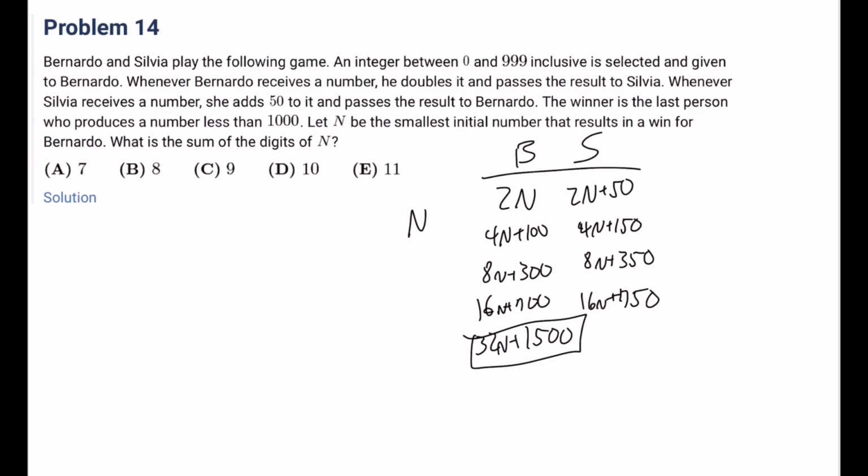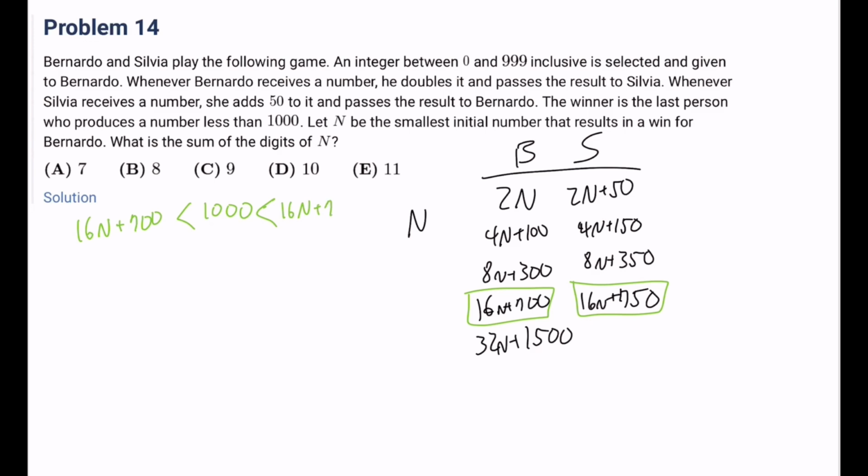But then we want Bernardo to win. That means for it to be the smallest number, this should be less than 1000, but this should be more than 1000, right? So what we want is 16n plus 700 has 1000 in between 16n plus 750. So from this and this, we get that 16n is between 250 and 300.